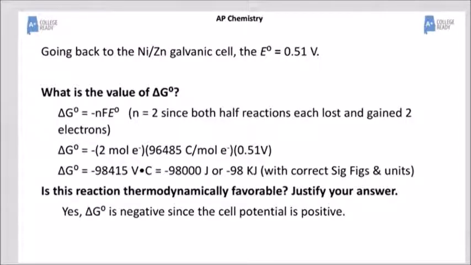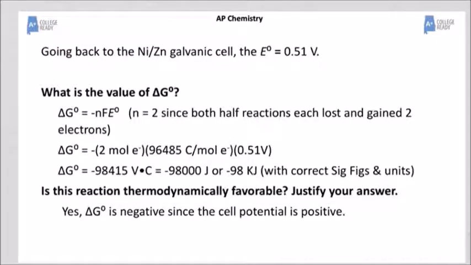So if we go back to our nickel and zinc galvanic cell example that you worked on your own, our cell potential was 0.51 volts. So if you're asked what's the value of delta G, I just wanted to show you how you would plug in values and get the correct answer. In both of those half reactions, we had a loss of 2 electrons and a gain of 2, so N is 2. Faraday's constant is from the formula sheet, and then we would plug in the cell potential we had added together to achieve. So you can see we've multiplied those 3 terms together.